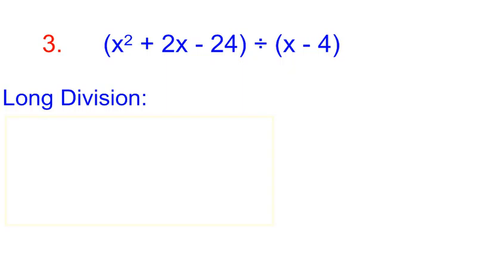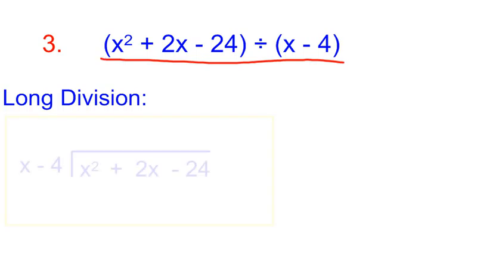So the first thing you see up here is x squared plus 2x minus 24 divided by x minus 4. Now just like you did back in the 3rd grade, you're going to do the exact same thing here. You're going to make a division bar, put the dividend inside the division bar, and put the divisor outside the division bar, just as I have written up here. This is problem number 3 on your notes if you got lost, so make sure you pay very close attention here.